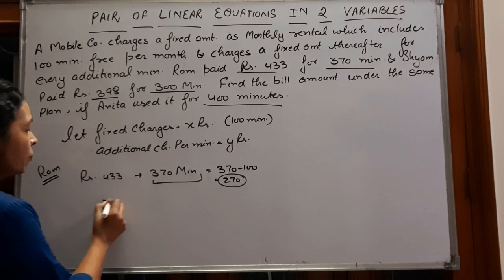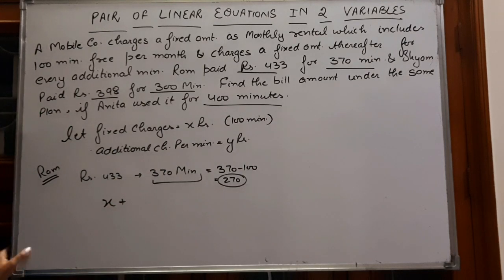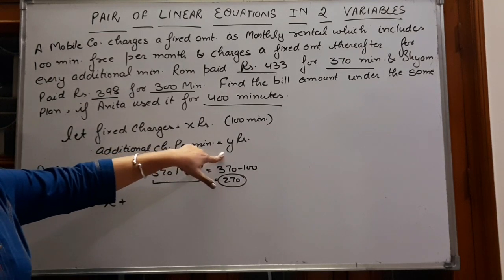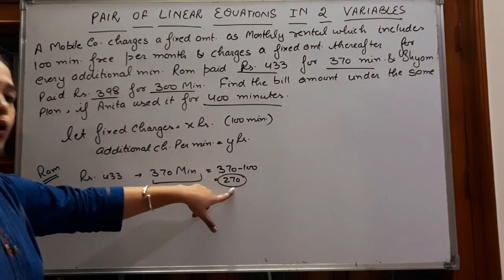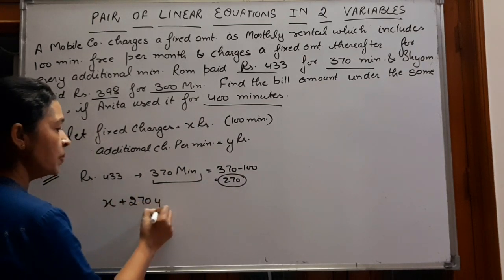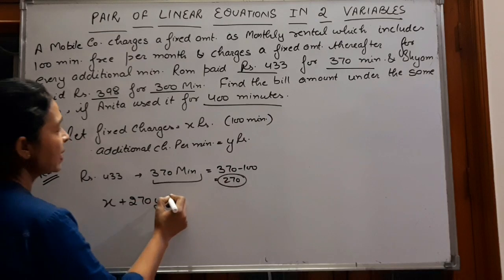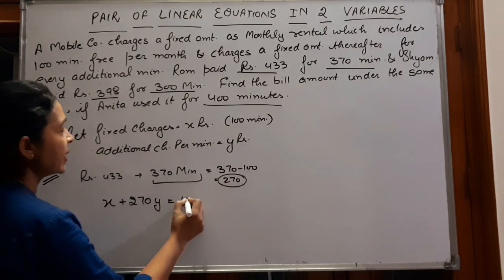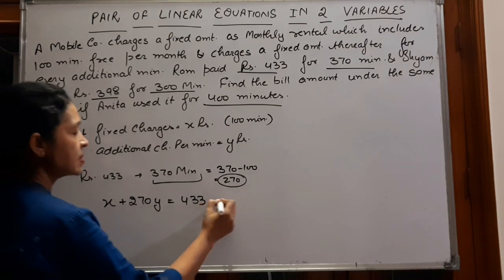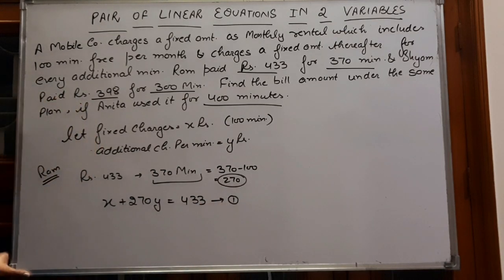Now, fixed charges are X for 100 minutes. For additional charges per minute, he has to pay Y rupees for 1 minute. For 270 minutes, he has to pay 270 Y rupees. And the total bill of Ram is 433 rupees. Clear? This is equation 1.